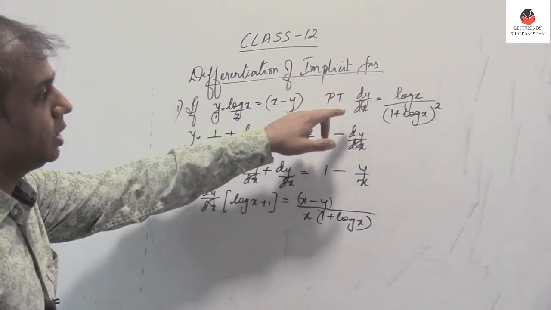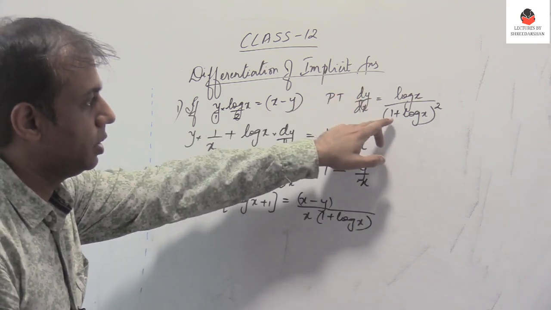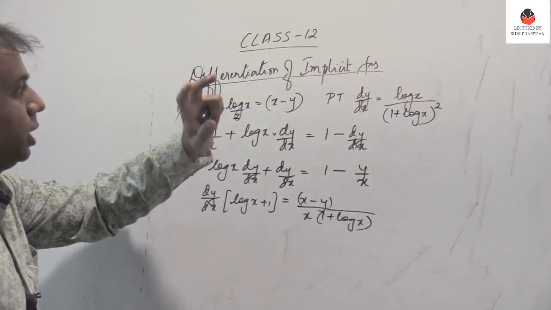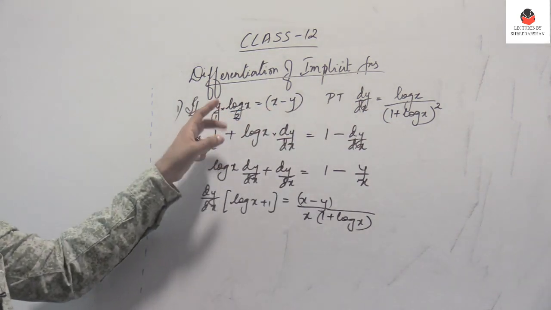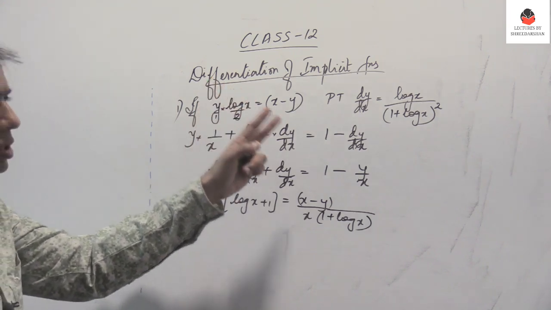But here I have to prove that dy by dx is equal to log x divided by 1 plus log x the whole square. Observe there is no y term there. So here we have to do something so that you get y equal to.